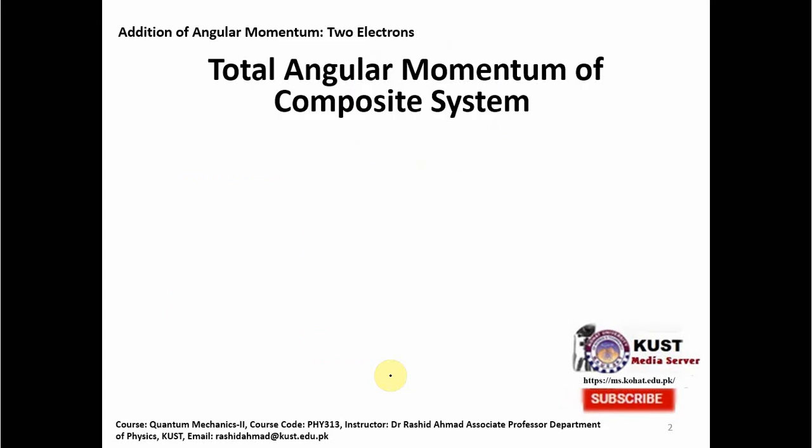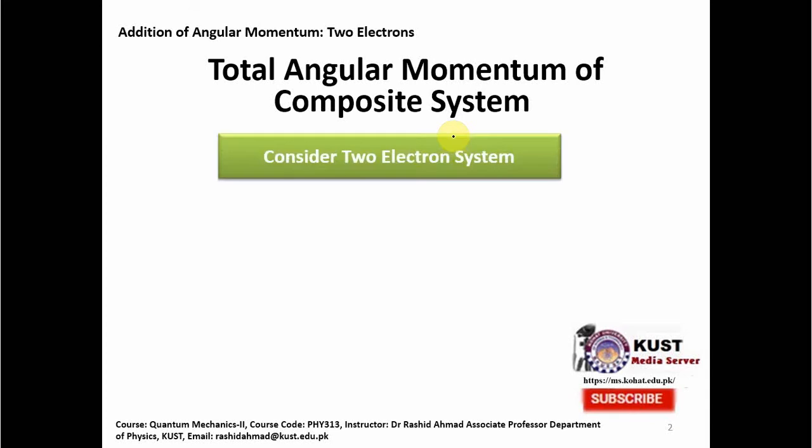To start with, I will first tell you what the total angular momentum of a composite system is. But here we will keep to two simplicities. First of all, I will consider the two electron system. So you can think of a helium atom where there are two electrons revolving around the nucleus, or any shell of the atom where there are two electrons.